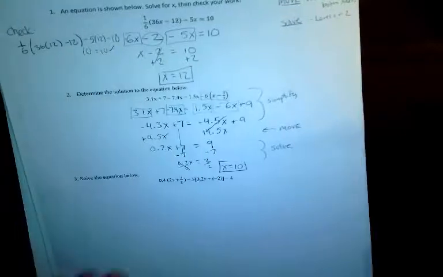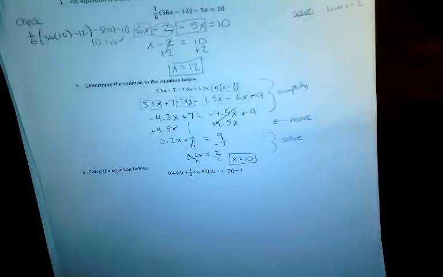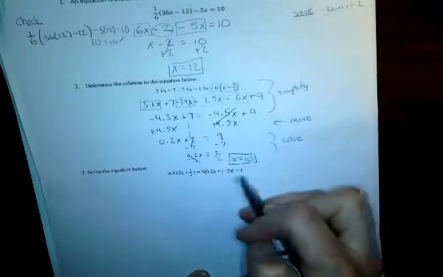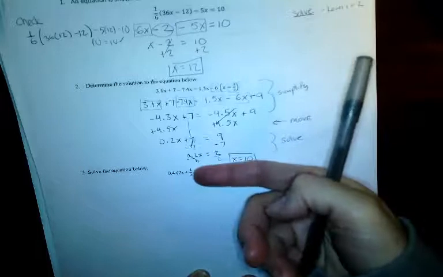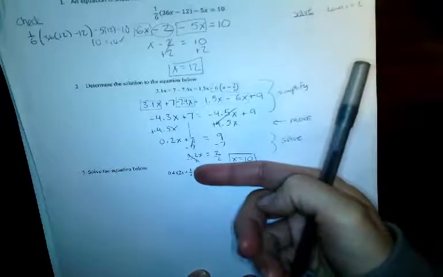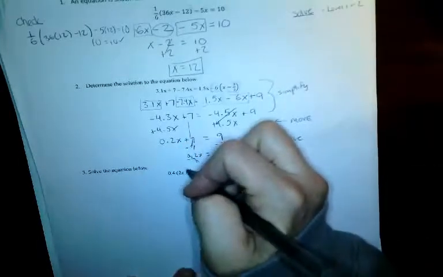Okay. Last and final one has a lot to it. So the first thing we're going to do is simplify. So this looks a little scary. Let's just not focus on that then. Let's just focus on getting our point for distributing over here. So 0.4 times 2x is 0.8x.